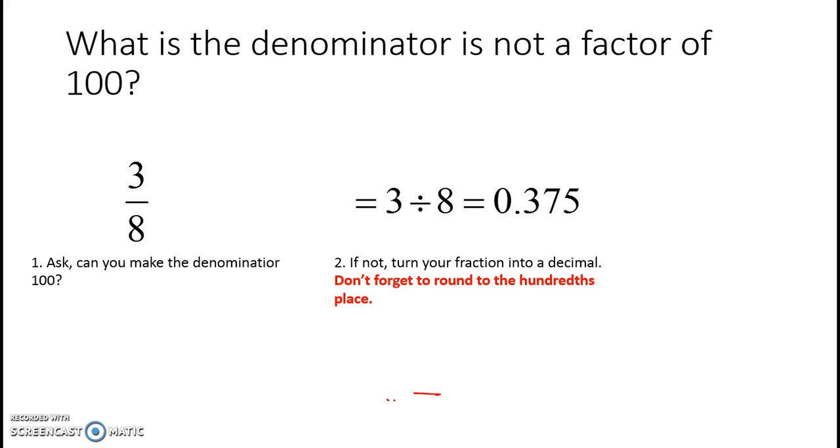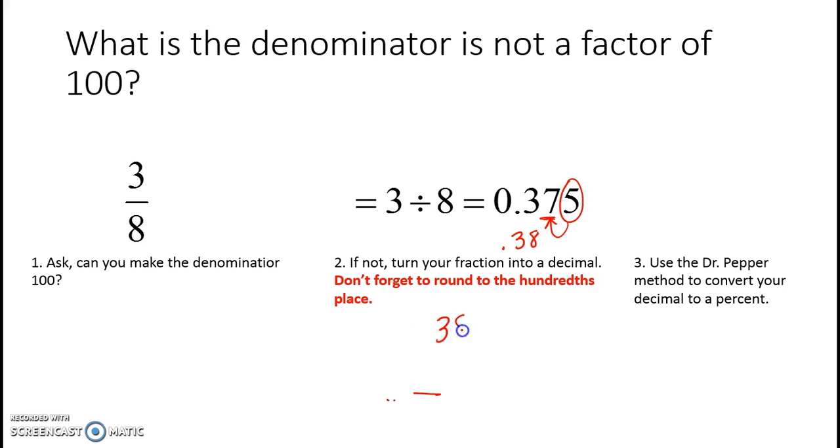So in this case, when I take 3 divided by 8, I get 375 thousandths, and I need to round that to the hundredths place though. So that 5 tells that 7 to become an 8. So I get 38 hundredths, which I can write as a fraction, 38 over 100, to get 38%, or use the Dr. Pepper method to convert that decimal to a percent and get 38%.